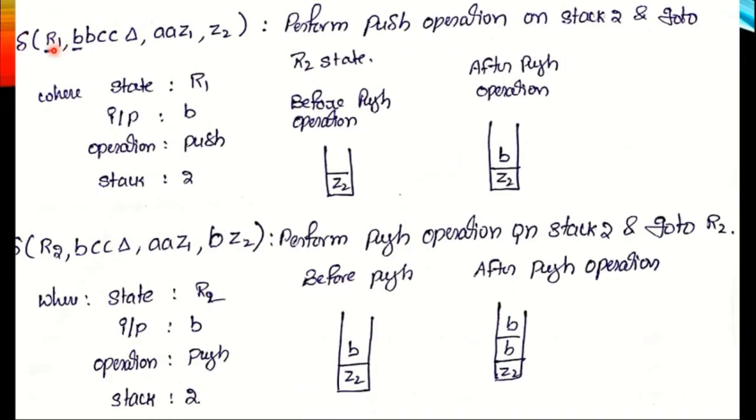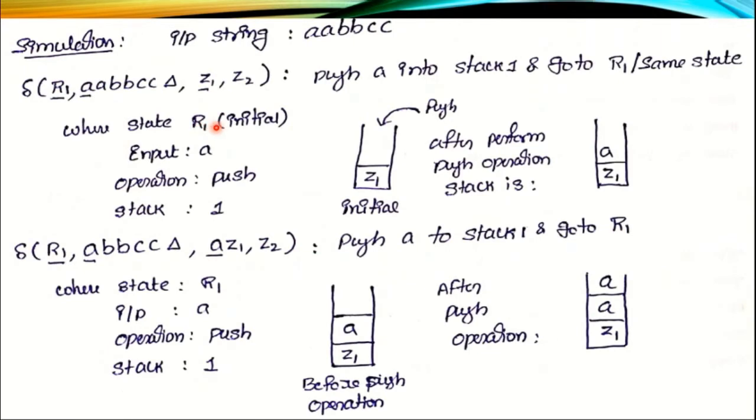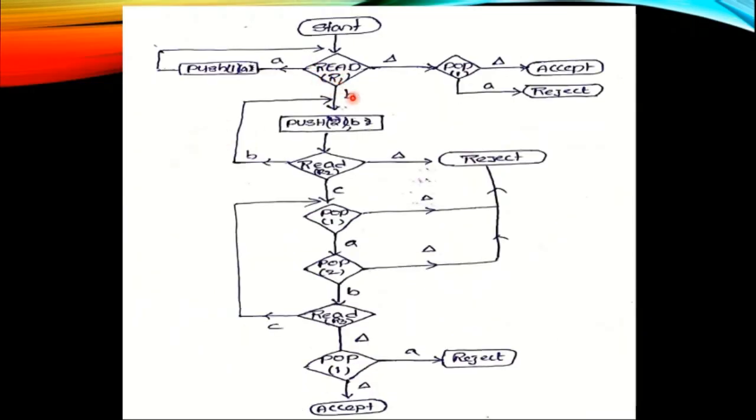Now the state is R1 and the remaining input is B, B, C, C, and stack 1 contains AA and stack 2 does not contain any elements, that is, Z2 only. So here the current state is R1 and the current input is B. When we are in the R1 state and the input is B, what will happen? From R1 with input B, we perform the push operation, on stack 2. Which symbol is pushed into the stack? B, and then we go to R2.